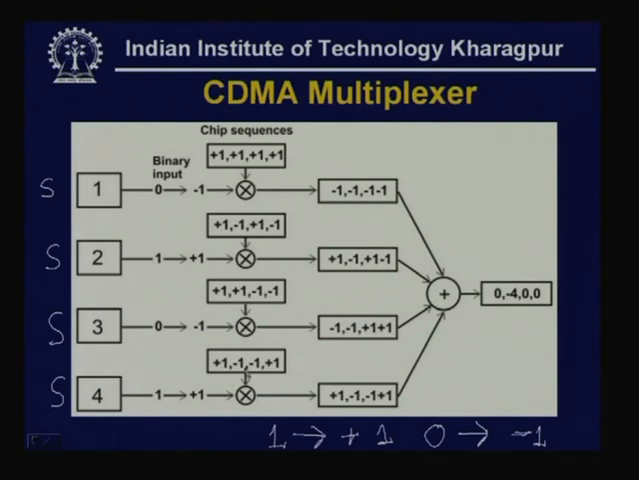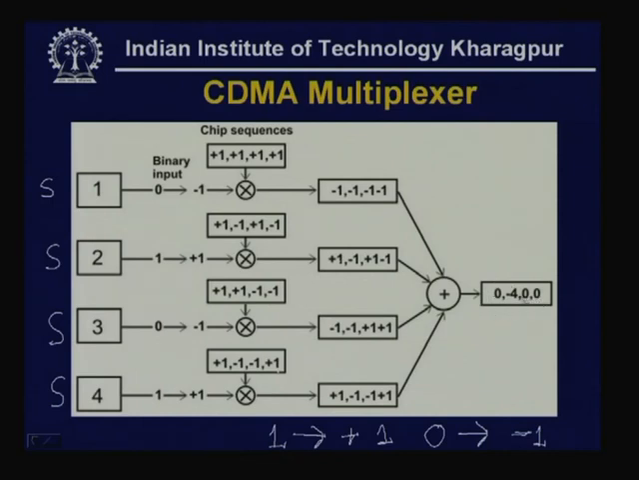So, it becomes plus 1 minus 1 plus 1, becomes plus 1 minus 1 plus 1. Now, these are added bit by bit. So, here you see plus 1 plus minus 1 plus 1 minus 1 plus 1 becomes 0. For the second bit, minus 1 becomes minus 4, you have to add all 4. Then minus 1 plus 1 minus 1 plus 1 becomes 0, and minus 1 plus 1 becomes 0. So, the composite signal corresponds to 0 minus 4 0 0.